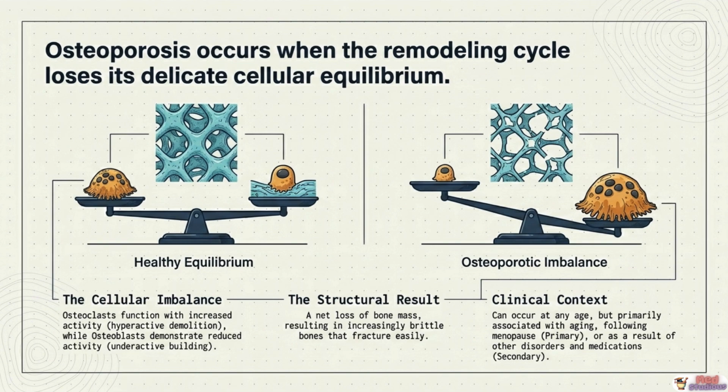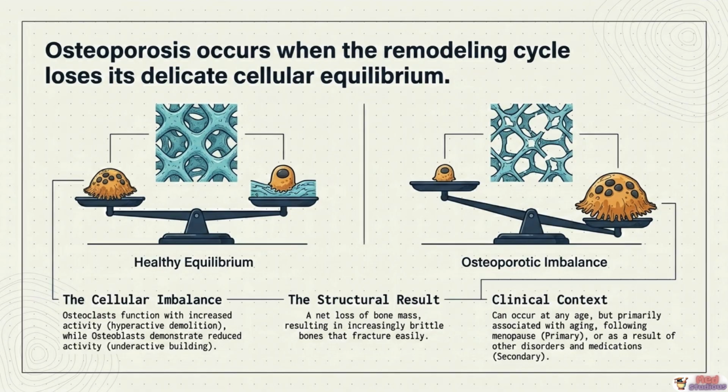The clinical consequences are devastating. Osteoporotic fractures of the vertebral bodies cause progressive height loss and the corresponding characteristic kyphosis. Hip fractures in elderly patients carry a 20 to 30% one-year mortality rate. Wrist fractures from simple falls become common. Osteoporosis can occur at any age, but it is primarily associated with postmenopausal estrogen withdrawal, since estrogen normally suppresses RANKL and restrains osteoclast activity, and with secondary causes including glucocorticoid therapy, hyperthyroidism, and malnutrition.